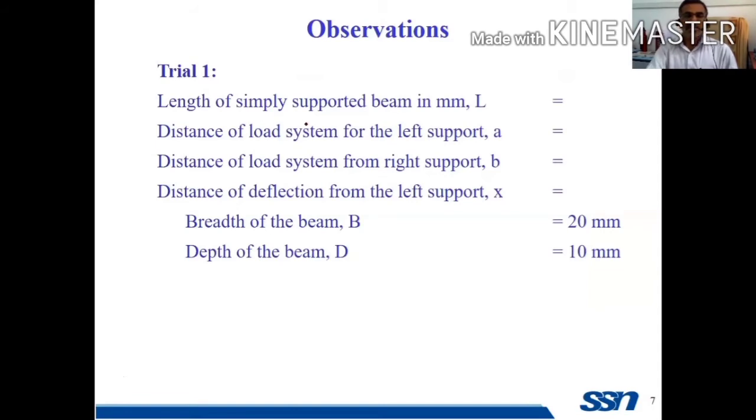Then what are all the dimensions you have to take? Already I explained. L is the length of the beam. A is the distance of the load system from the left support. B is the distance of the load system from the right support. X is the distance of the deflection point from the left support. The breadth of the beam is 20 millimeters and the depth of the beam is 10 millimeters. These are all the observations.